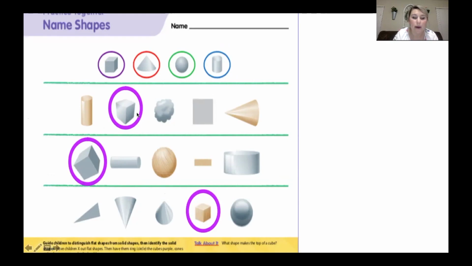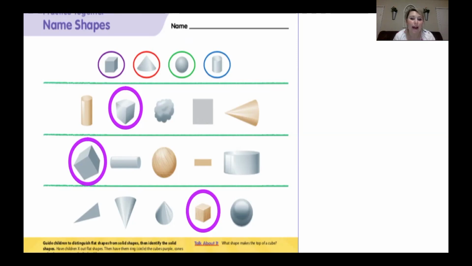All right, here I found all the cubes on the page. On the top row, I know that this is a cube because it looks like a box. So I'm going to grab my box and hold it to the side like this. This is what that box looks like. I know that that's a cube because it has 6 faces and all the edges are equal length. I also didn't name this shape because this is a flat shape. It looks just like the square I drew on my picture, so I know that that is a flat shape and not a solid shape.